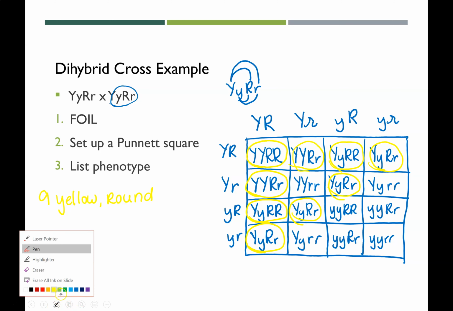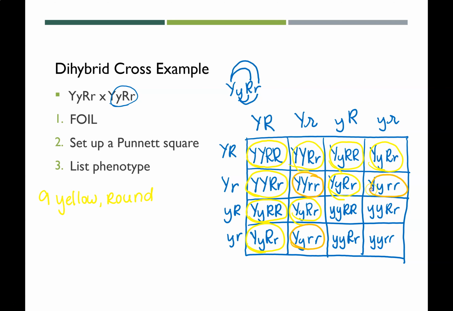I'm going to do this one in orange just to make it look different. We also have yellow and wrinkled, yellow and wrinkled, yellow and wrinkled. It's because we have a dominant yellow allele, but no dominant round alleles. So we have the two recessive wrinkled alleles. So 3 yellow and wrinkled.